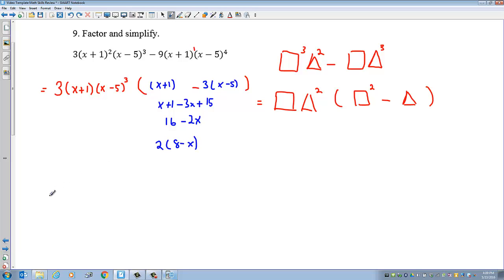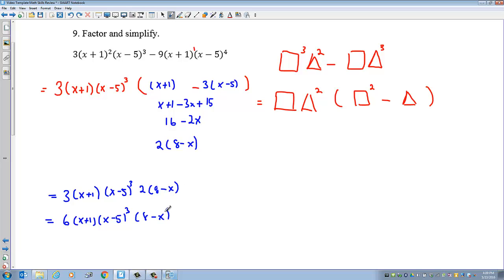And so my final answer, this would be equal to, I just carry this all down. So I have 3 x plus 1, x minus 5, quantity cubed, and then times 2 times 8 minus x. Oh, and I guess I would go even further because 3 times 2 is 6, right? So multiplication's commutative. So what you can do is you can move this 2 up to the front and get 6 x plus 1 times x minus 5, quantity cubed, times 8 minus x.